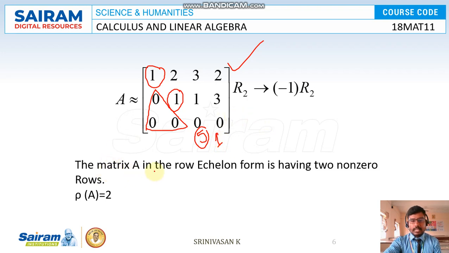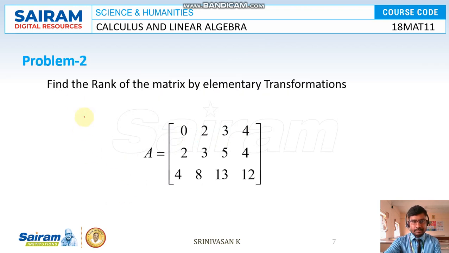So here the process is completed. The matrix A in row echelon form has two non-zero rows. The first is a non-zero row and the second is a non-zero row. And in the third row, everything is 0. So the rank is 2. This is our answer. So next we'll discuss the next problem.